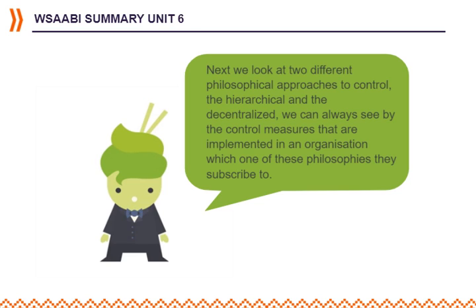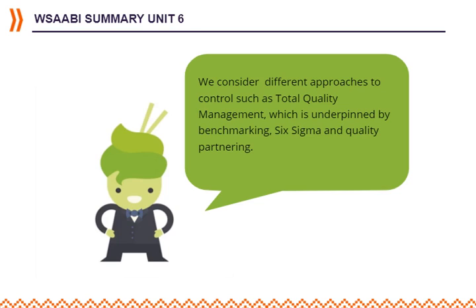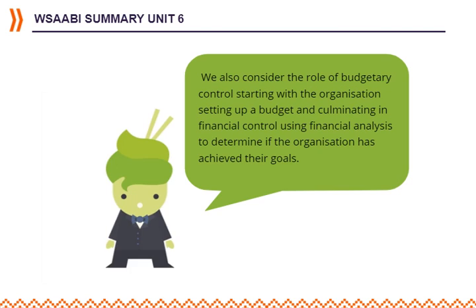We can always see by the control measures that are implemented in an organization which one of these philosophies they subscribe to. We consider different approaches to control such as total quality management, which is underpinned by benchmarking, Six Sigma and quality partnering. We also consider the role of budgetary control, starting with the organization setting up a budget and culminating in financial control using financial analysis to determine if the organization has achieved their goals.